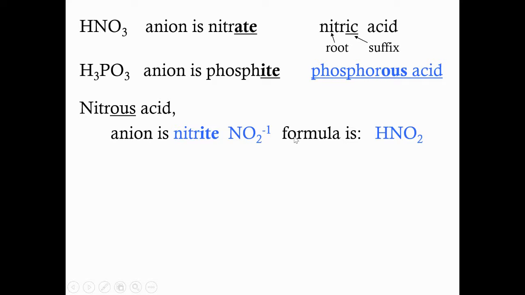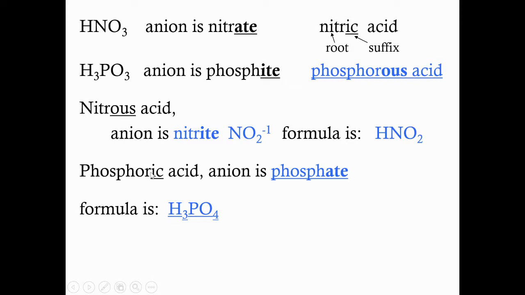Given a name, how do you get to the formula? Well, it's kind of like icate, usite. If the acid name ends in us, you must find the nitrite ion on your ion sheet. Its formula is NO2 with a -1 charge, so the formula of the acid is H-NO2.